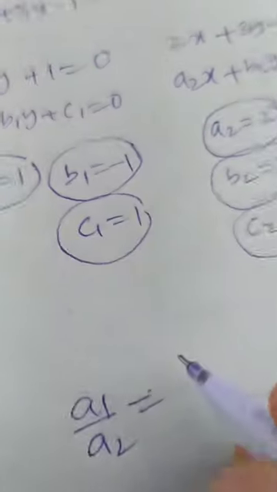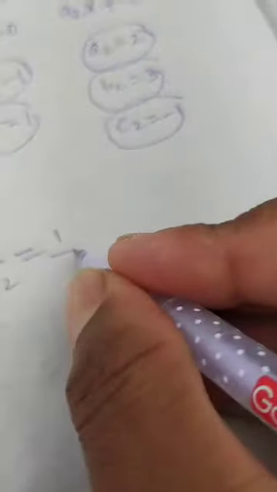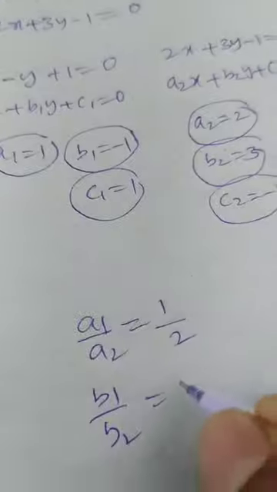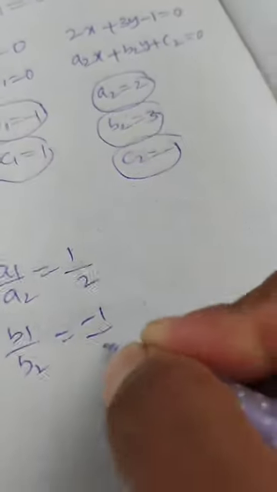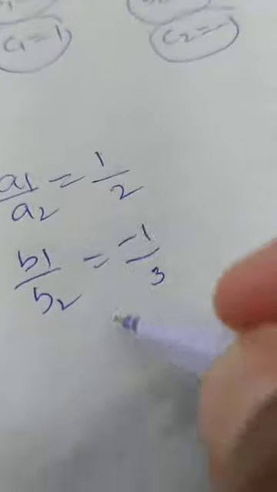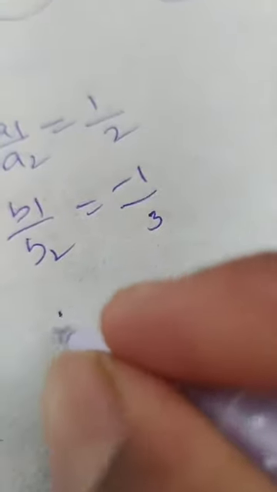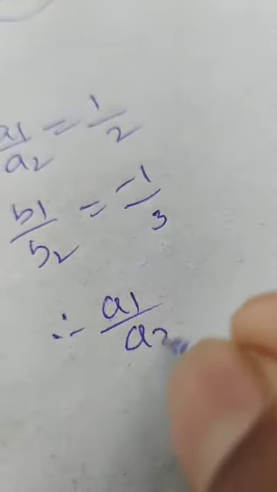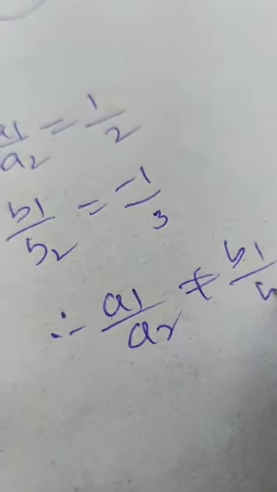What is a1 by a2? a1 is 1, a2 is 2. And find b1 by b2. What is b1 value? Minus 1. What is b2 value? 3. Now observe here, a1 by a2 ratio is 1 by 2, b1 by b2 ratio is minus 1 by 3. So clearly here we can say a1 by a2 is not equal to b1 by b2.